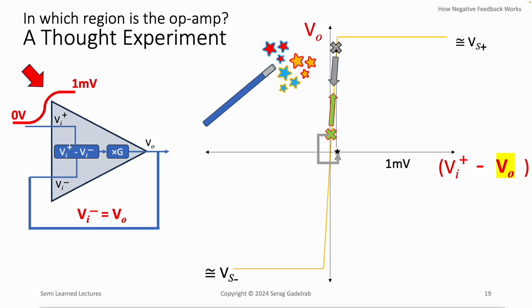This upward motion in the output voltage and then the corresponding downward motion of the target voltage will continue until an equilibrium is achieved, where the output voltage and the target voltages are equal. Now notice that we've shown that the equilibrium will happen somewhere in the linear region of the input-output curve. Is that what really is going to happen?